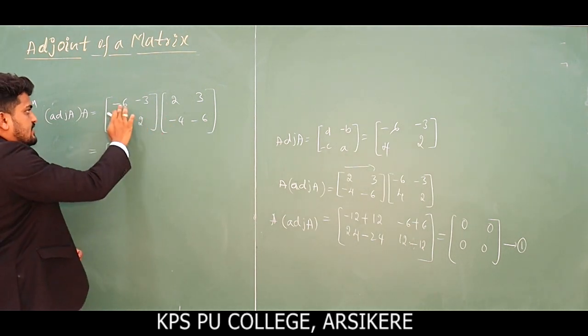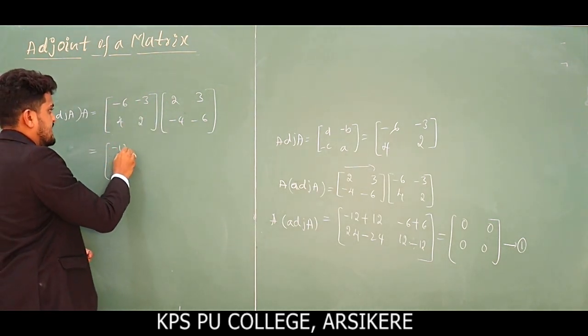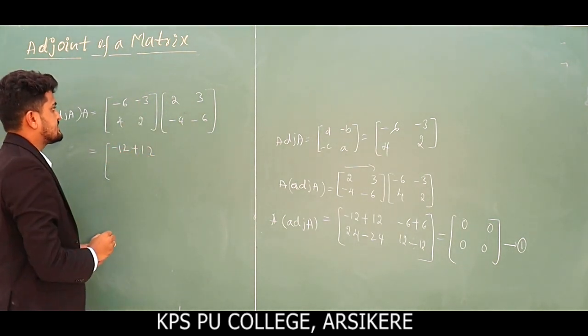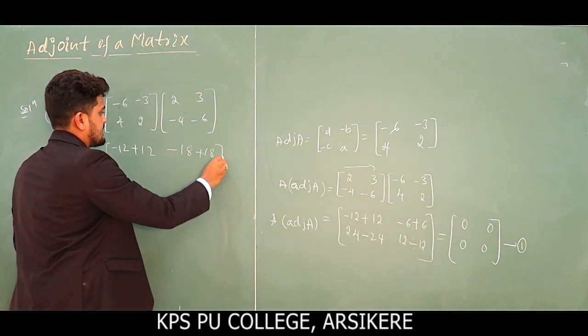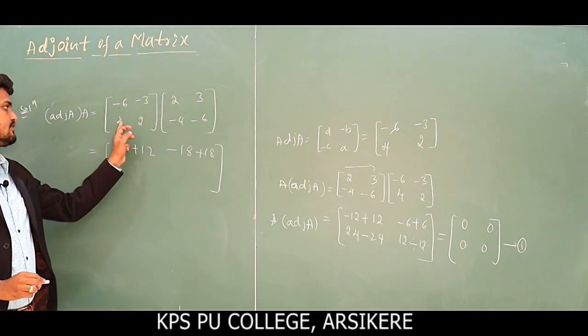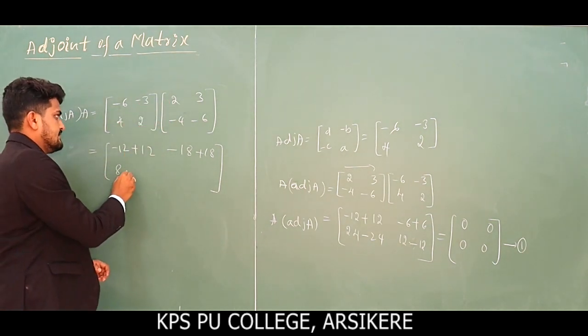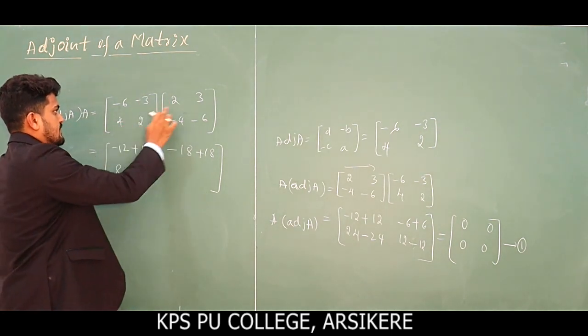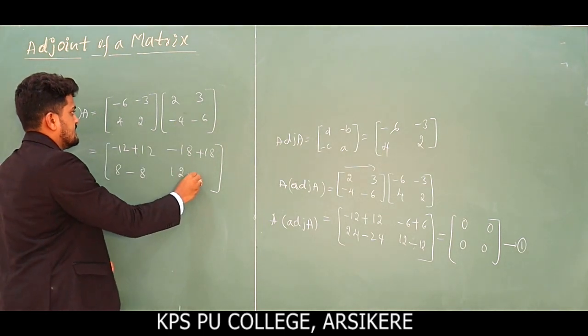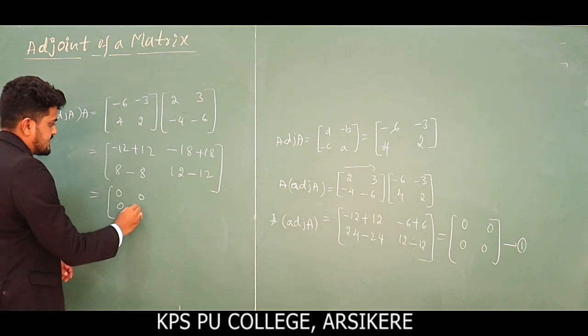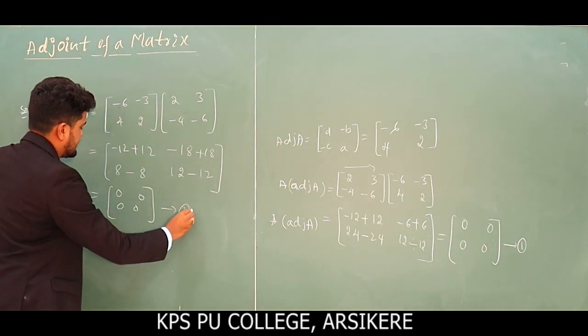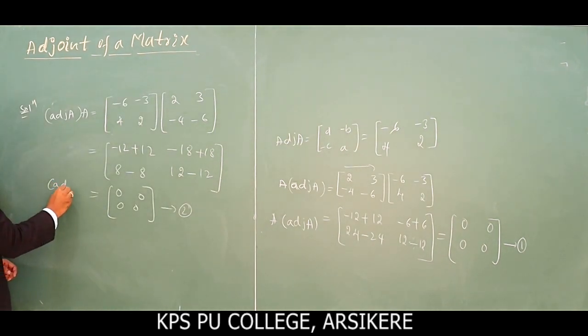So first row, first column, minus 6 into 2, minus 12, plus 12. Next, minus 18, plus 18, right? So second row, first column, 4 2s are 8, minus 8. So 4 3s are 12, minus 12. Again we get 0 0 0 0. So call it as equation number 2. So this is the value of adjoint A into A.